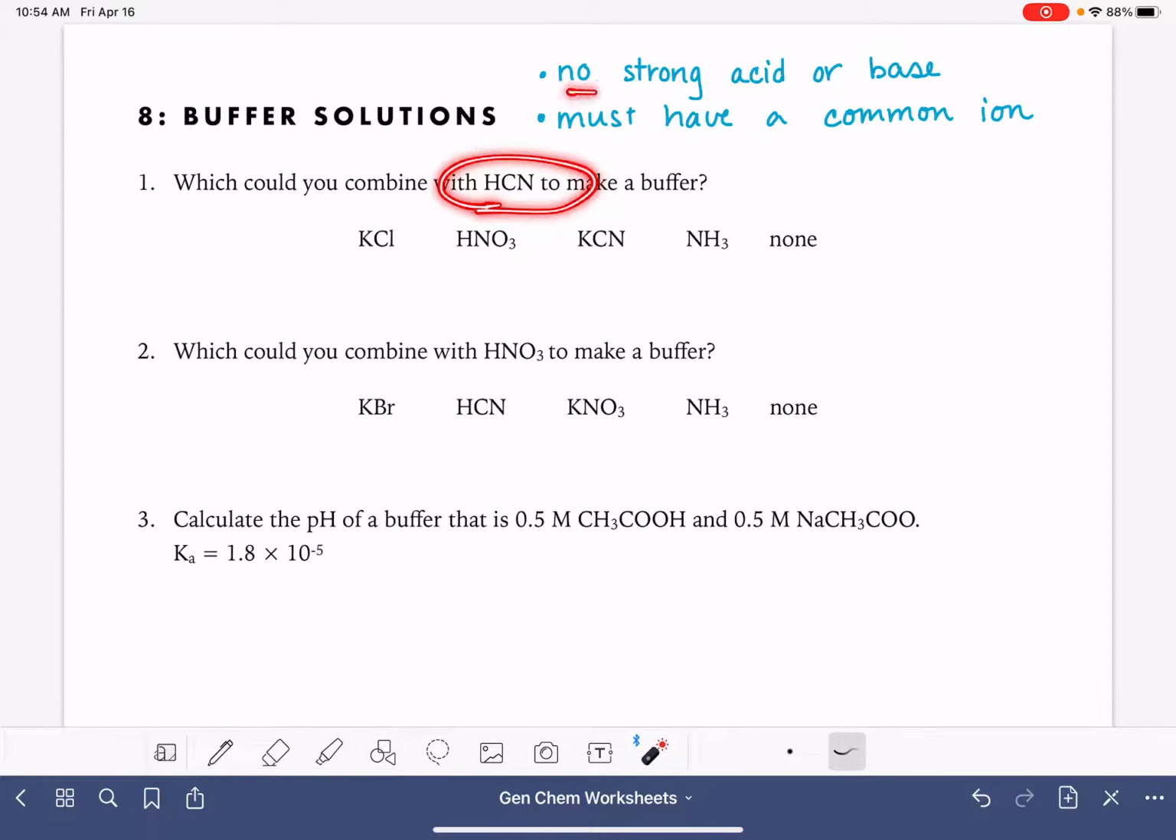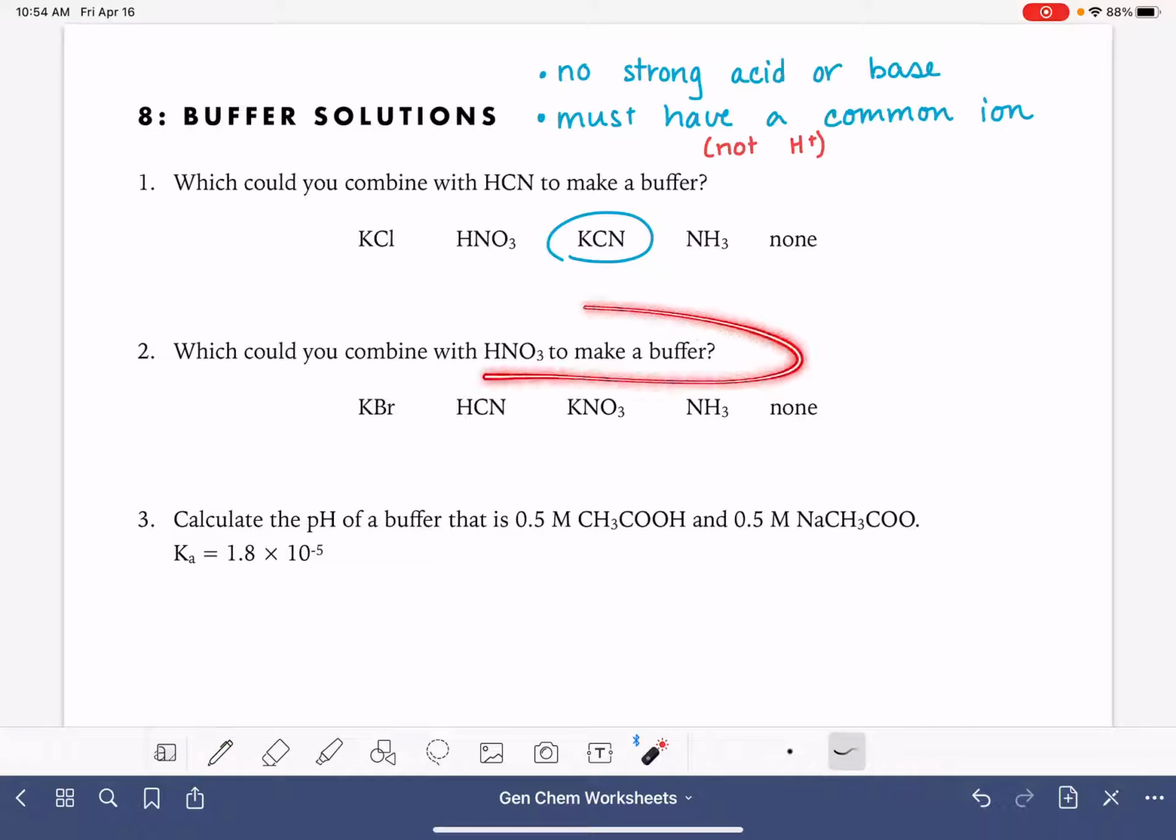First thing we would need to do is make sure that HCN is not one of our strong acids or strong bases. It's not. So then the next thing that we want to do is look for a substance that has that common ion. That means that it needs to have the cyanide ion in common. So it looks like our choice is going to be KCN. And just as a tip, when we're looking for a common ion, the H plus ion doesn't count. So not the H plus ion, that does not count.